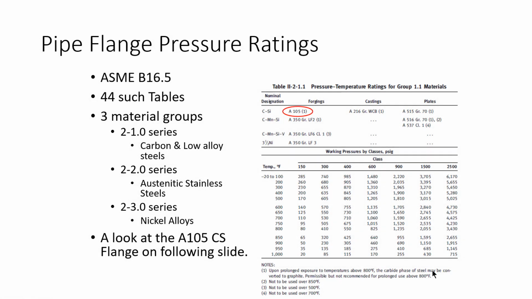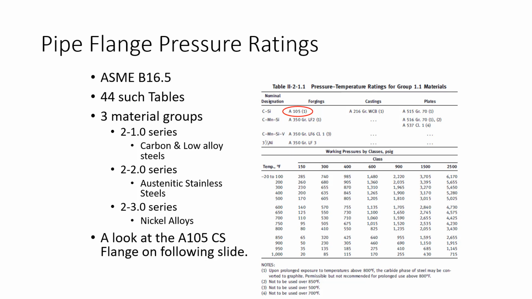Under ASME B16.5, there are 44 such pressure rating tables spread over 3 different material groups. The first being the Tables 1-0 series, which are the tables for the carbon and low alloy steel variants. The second set of pressure ratings is the Tables 2-2.0 series for austenitic stainless steel variants, and a third set of pressure ratings is the Tables 2-3.0 series for nickel alloys.